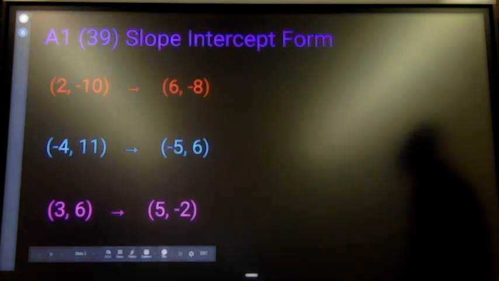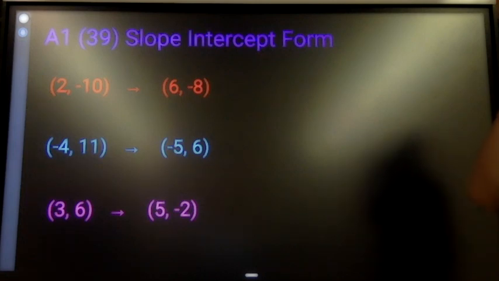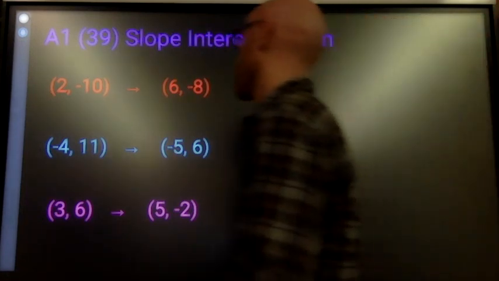All right, same idea here. You're going to use some of the same techniques. If you're given 2 points and you're told to write an equation in slope-intercept form, first thing you're going to want to do is find the slope. So, red slope.